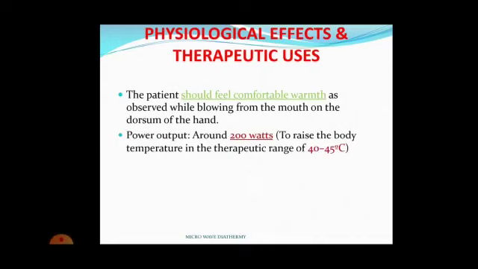Now, power output. We have an intensity knob whenever we give microwave diathermy to the patient, and we can reach up to 200 watts, clear. By giving this 200 watts we are raising the body temperature up to 40 to 45 degrees Celsius. More than that is not advisable, because our normal body temperature is 37 degrees Celsius, so maximally we can reach up to 44 or 45 degrees Celsius. If the temperature increases beyond that, there are chances of skin burns.